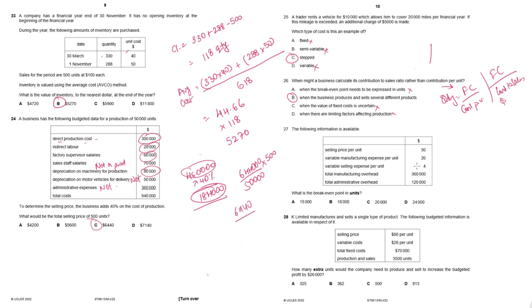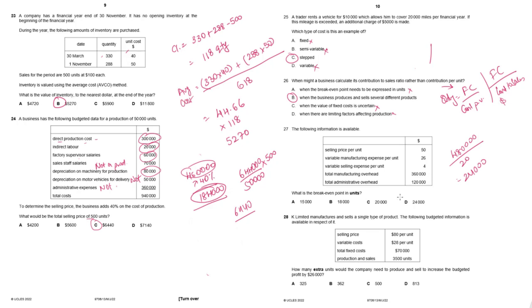Following information is available: selling price per unit, variable manufacturing expense per unit, variable selling expense per unit, total manufacturing overhead, total admin overhead. What is the break-even point in units? Fixed cost divided by contribution per unit. So 480, which is the total of manufacturing and admin, divided by 50 minus 30, 20, to 24,000 units.